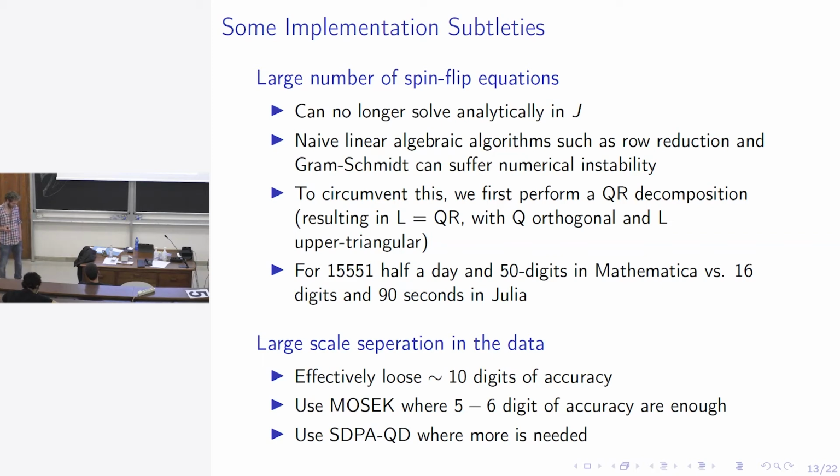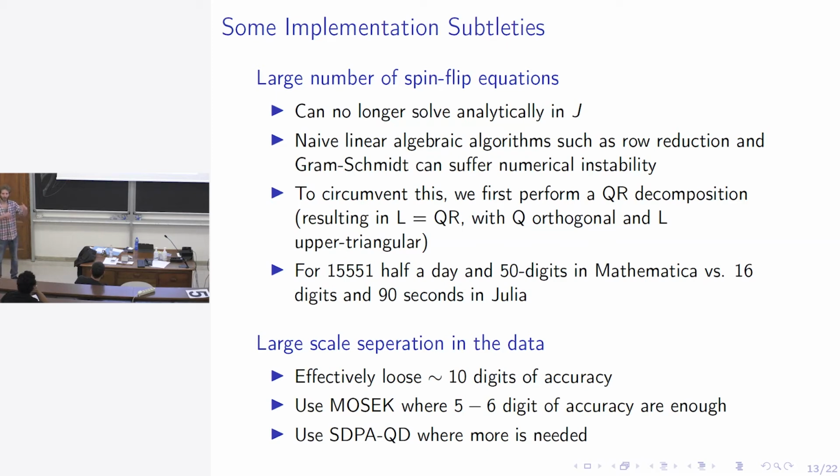So of course, we have the usual tools that are sometimes even implemented within the SDP of rescaling the variables and rescaling the overall matrices. But this we found does not really help much with the scale separation, which seems to be inherent. So you effectively lose about 10 digits of accuracy when working with these matrices. And so we used two SDP solvers. One of them is Mosek that works at machine precision, so a double precision. And we use that wherever 5 or 6 digits was enough.